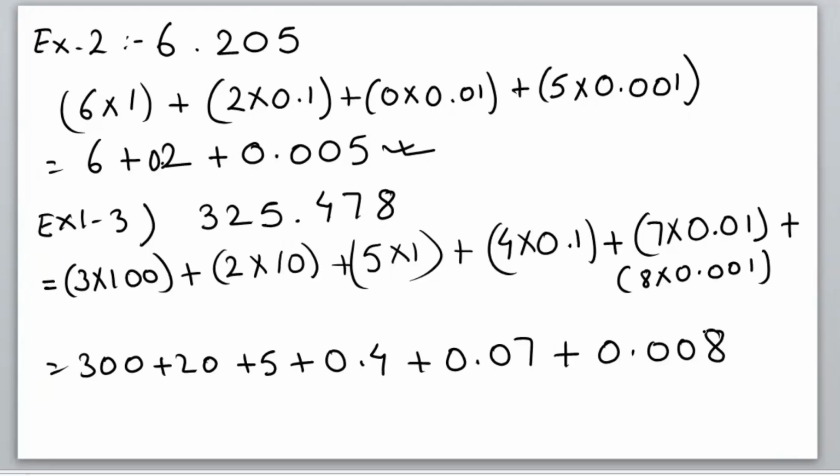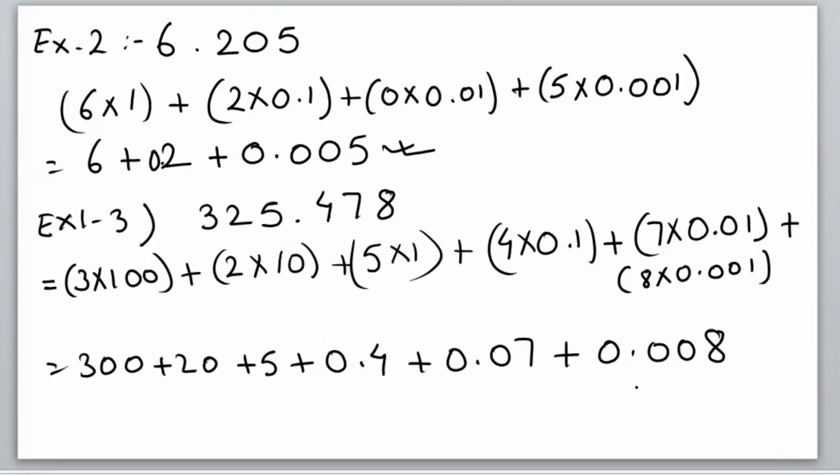You have to just multiply the number with its place value. Then you will get the value of that digit. So it's basically to separate the value of each digit and write it down separately, with the help of addition. So the extended form of 325.478 will be 300 plus 20 plus 5 plus 0.4 plus 0.07 plus 0.008. I hope extended form is also clear to everyone.